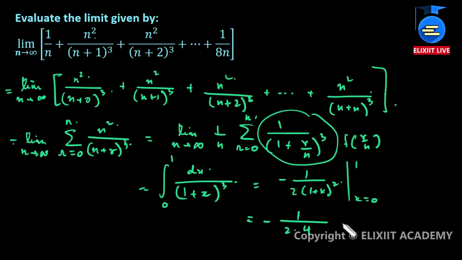And over here, minus minus, so the minus was already there, minus 1 upon 2. I have this to be minus of 1 by 8 minus half over here. So if you simplify this, that's half minus 1 by 8, which is 3 by 8.